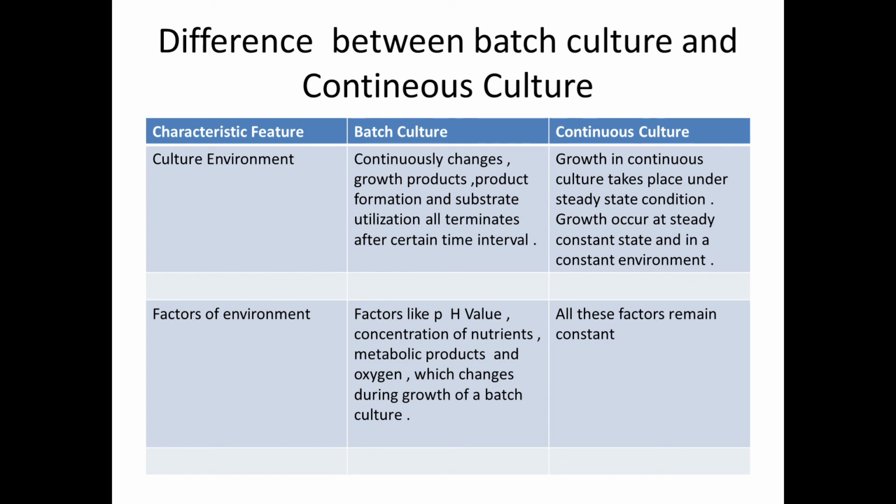What are the environmental factors? Factors like pH value, concentration of nutrients, metabolite products, and oxygen change during the growth of batch culture. But all these factors remain constant during continuous culture.